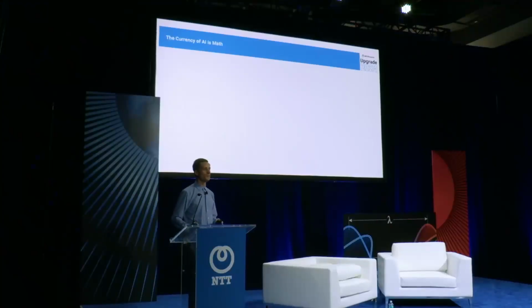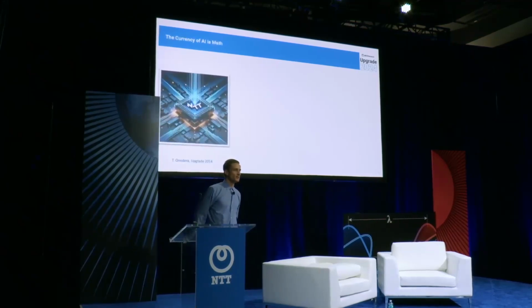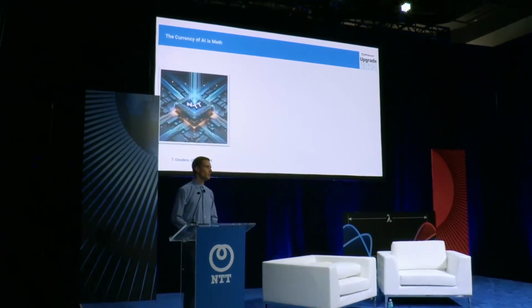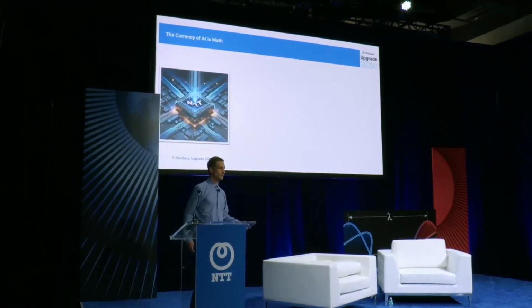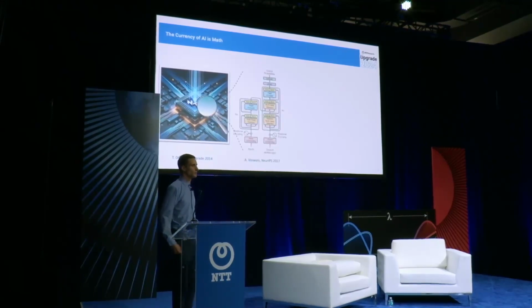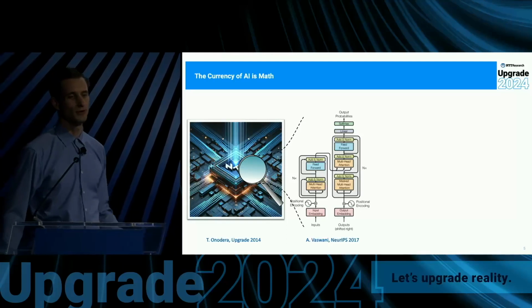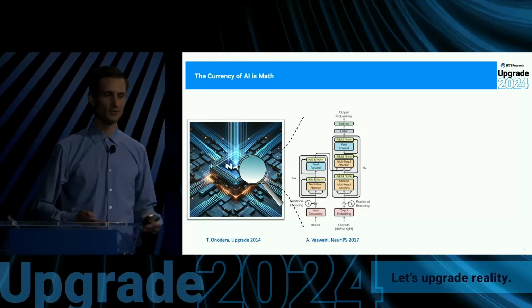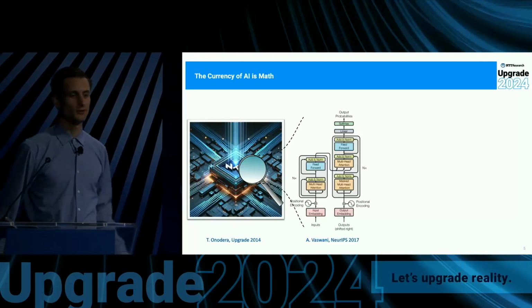So I guess let's start with the fact that, as Hiro mentioned, the currency of AI is math. If you look at any kind of AI algorithm out there, whether it's a generative neural network, underneath the hood, there's always going to be some deep neural network, which is a sequence of layers. What's shown up here is a transformer neural network. That's the basis of generative AI, like ChatGPT. But it's just a sequence of layers.